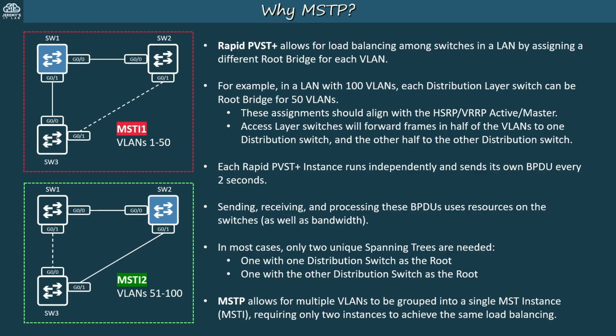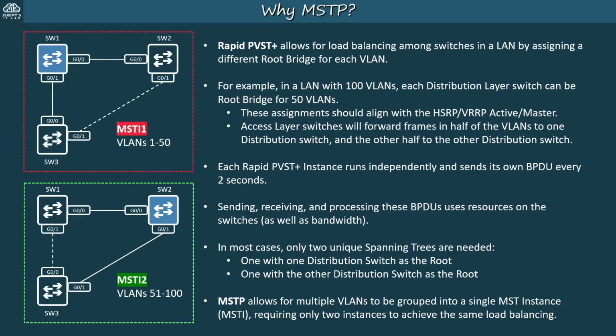So in a LAN with many VLANs, you should consider using MSTP instead of rapid-pvst+. There is no agreed-upon threshold for the number of VLANs, but in a LAN with 100 VLANs like this, it's probably a good idea to consider using MSTP instead of rapid-pvst+ to reduce the burden on the network. In this diagram, I show two MSTIs, MSTI1 and MSTI2.